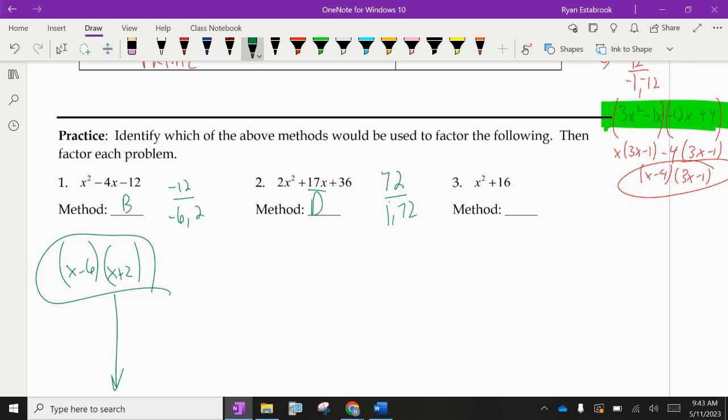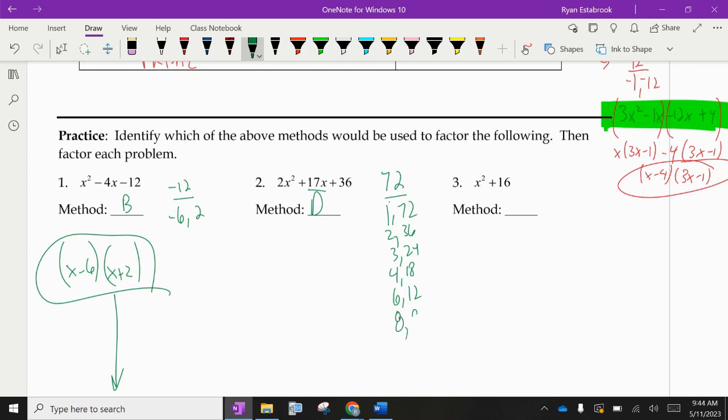1 and 72, no. 2, 36, no. 3 times 24, no. 4 times 18, still way too big. 6 goes into it 12 times, still too big. 6 plus 12 is 18, not 17. So this is pretty close. 7 doesn't work.